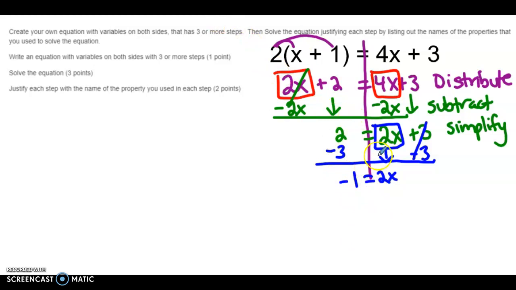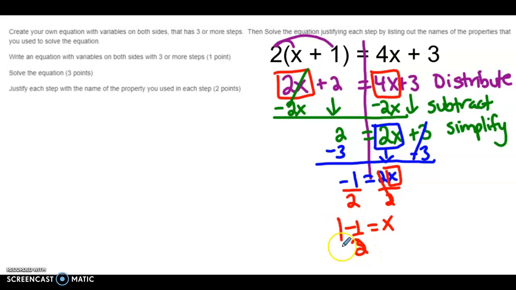And now I'm still trying to get that x by itself, so I need to get rid of the 2. And right now it's times 2. It's 2 times x, so the opposite of multiplying is dividing. I would divide each side by 2. And this is what I was talking about. It doesn't matter if your answers end up pretty or not. I'm going to leave this as a fraction, so my answer is going to be negative 1/2.